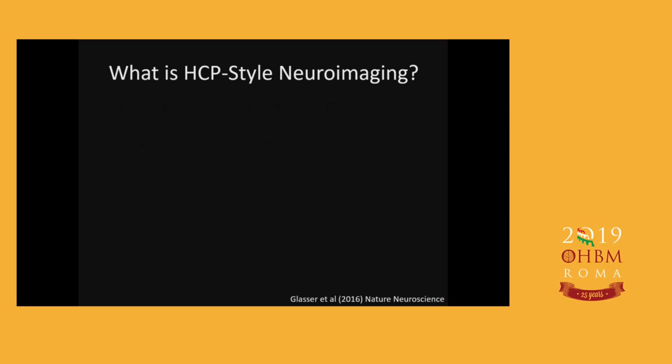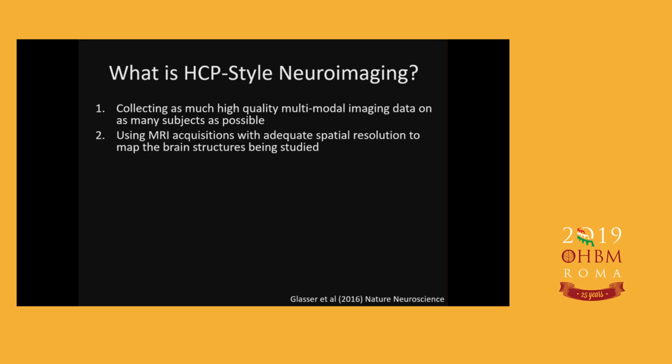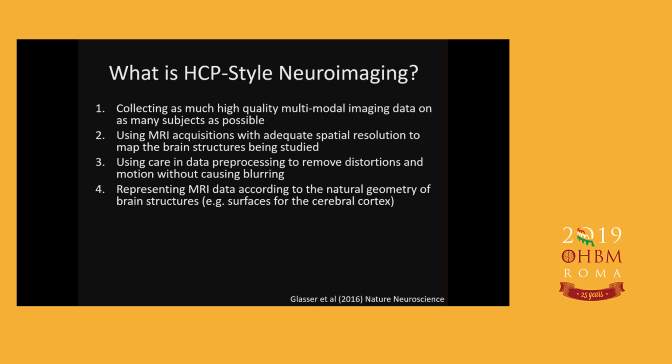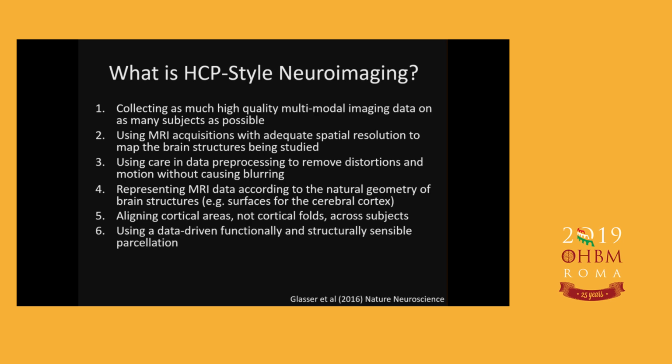So what do I mean by HCP-style neuroimaging? I mean collecting as much high-resolution imaging data on as many subjects as possible, using MRI acquisitions with adequate spatial resolution to image the structures that we're interested in. We want to use our data pre-processing to remove distortion and motion without blurring the images. We want to represent data according to the geometric models that best fit, so things like surfaces for the cerebral cortex. We want to align cortical areas, not folds, across subjects.